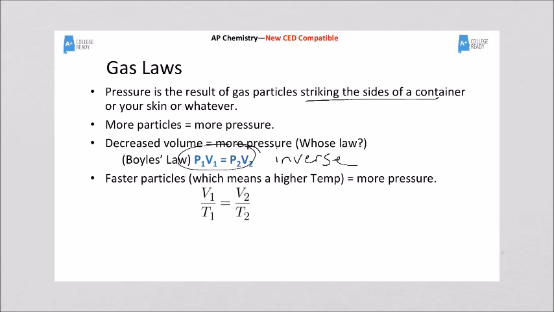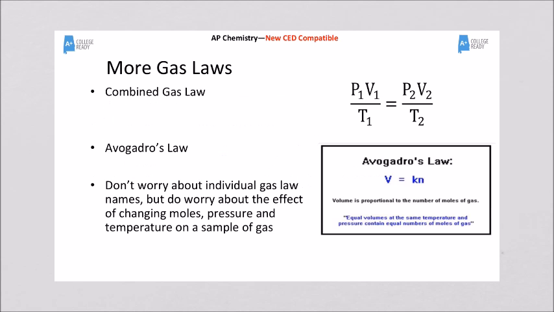And then if we have faster particles, what would cause gas particles to be moving at a fast rate? It would be a high temperature, which gives high kinetic energy. That also would mean more pressure. So here is Charles's law. Again, the names aren't really important right now. It's knowing the relationship. Since it's V1 over T1, they're going to increase and decrease together. So this is a direct relationship. And most gas laws are direct. It's Boyle's law that's inverse.